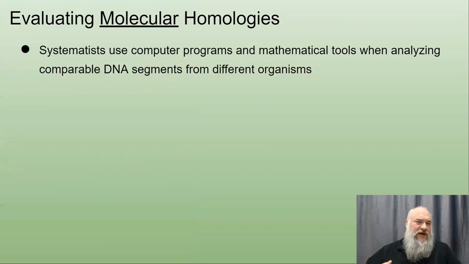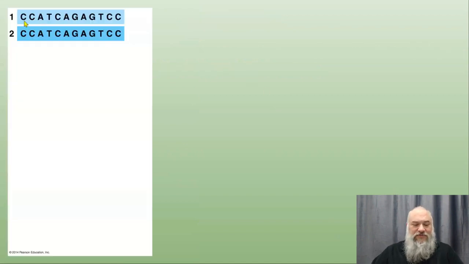So you can see how we can evaluate morphological homologies. How do we evaluate molecular homologies? We use computers. It's really easy to use computers when analyzing this. So for instance, here are two different organisms, and this is what their common ancestor's original DNA looked like.